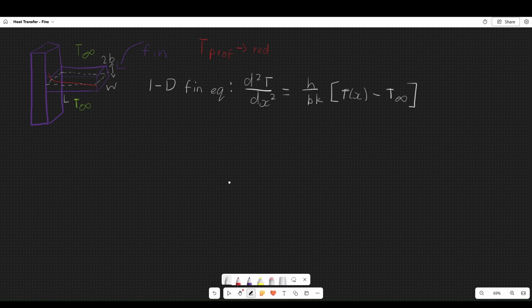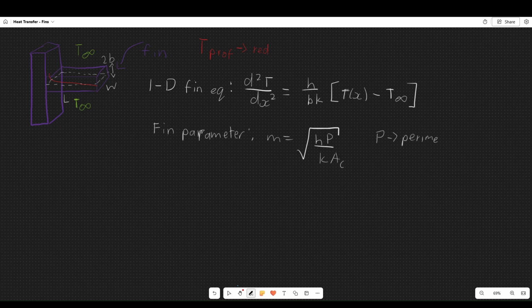Perfect. And then another thing that we have to know is the fin parameter. And what is the fin parameter? Well, the fin parameter basically just tells us how fast that heat is going to get dissipated in that fin. And so I write out m equals the square root of h over p divided by k over Ac, where p is the perimeter and Ac is the cross-sectional area.